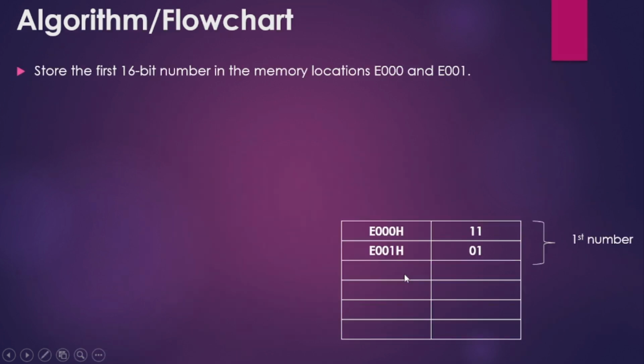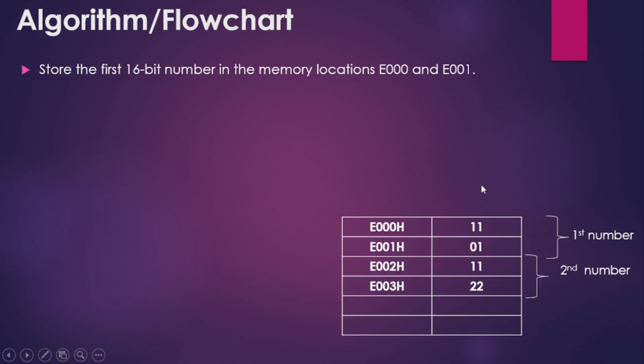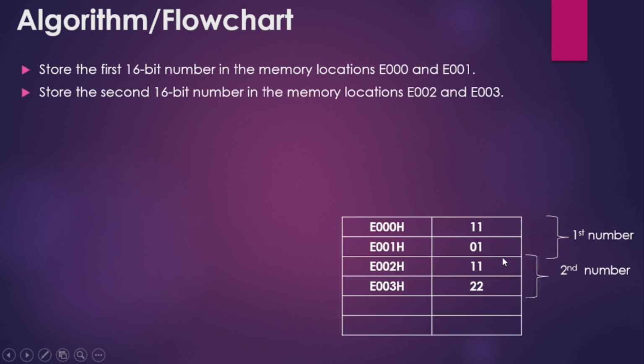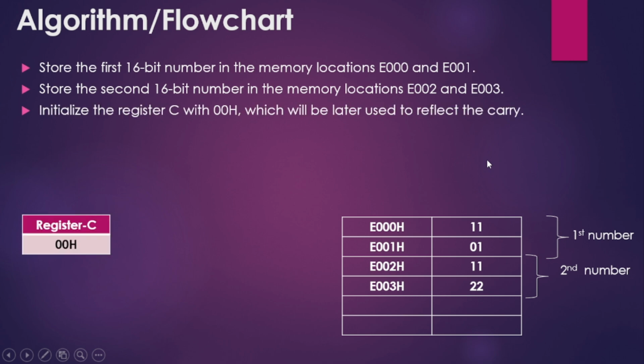Let us now examine the step-by-step approach for developing the assembly language program that performs the addition of two 16-bit numbers. Step 1. Store the first 16-bit number in the memory locations E000 and E001. Step 2. Store the second 16-bit number in the memory locations E002 and E003. Step 3. Initialize the register C with 00H, which will be later used to reflect the carry.